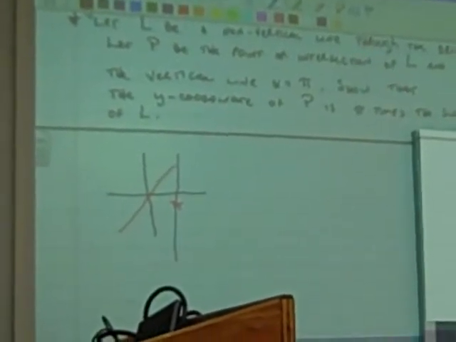Now, the equation of that line I gave to you, right? That's x equals pi. So mark your point P up there. Where's the point? What does it say? Point P is the intersection of L and the vertical line x equals pi. Wait, where? Where it intersects. Oh, okay.